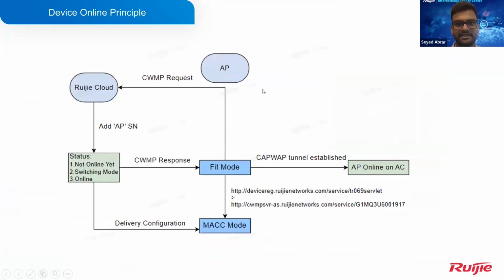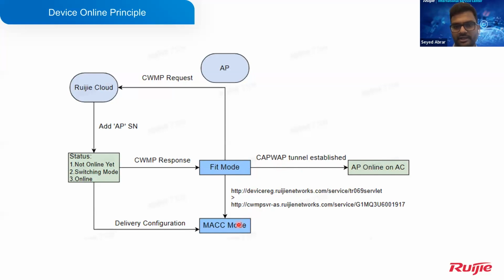Suppose you use a Reyee AP in your network. How does the device go online? For an AP, we have three modes: FIT mode, MAC mode, and FAT mode. FIT mode is the default mode when you have an AP and want to connect to the Reyee Cloud. If it is in FIT mode, it first sends a CWMP request and will detect the AC. If it detects the AC, then it will form a CAPWAP tunnel between the AP and AC.